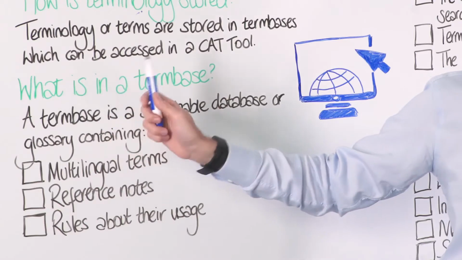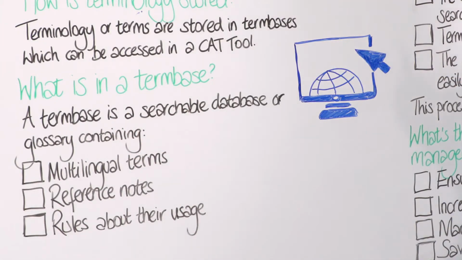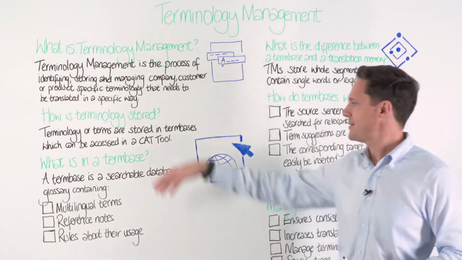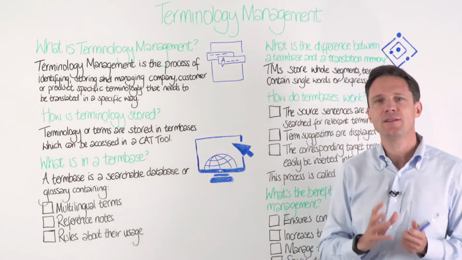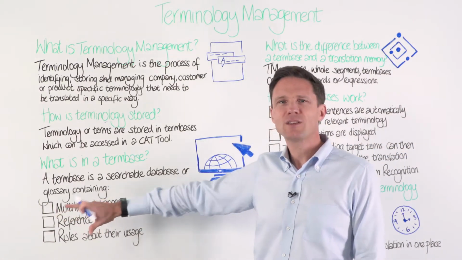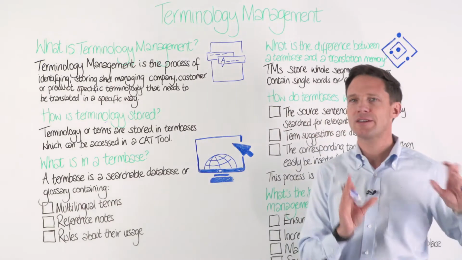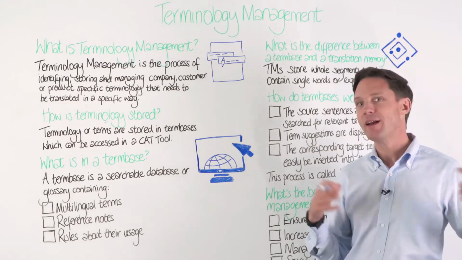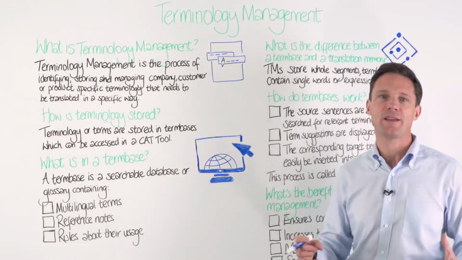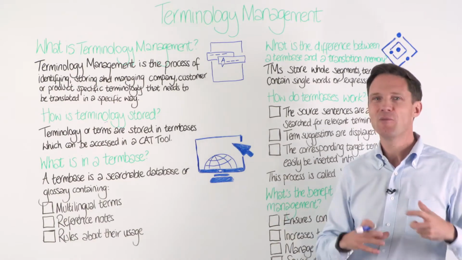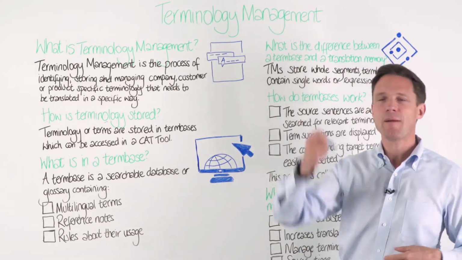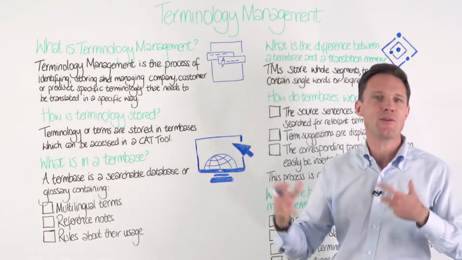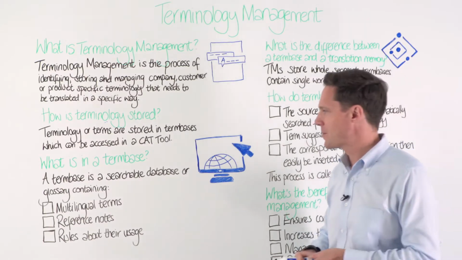So what is in a term base? This is the million-dollar question. Lots of things can be in the term base. So it's obviously searchable and it's a database. It contains various things. First of all, a term base is multilingual. Of course, you can create just English to Italian or Italian to English, but one interesting thing is that you can create term bases with multiple languages. So for example, you might have one term and 5, 6 different languages for that term.